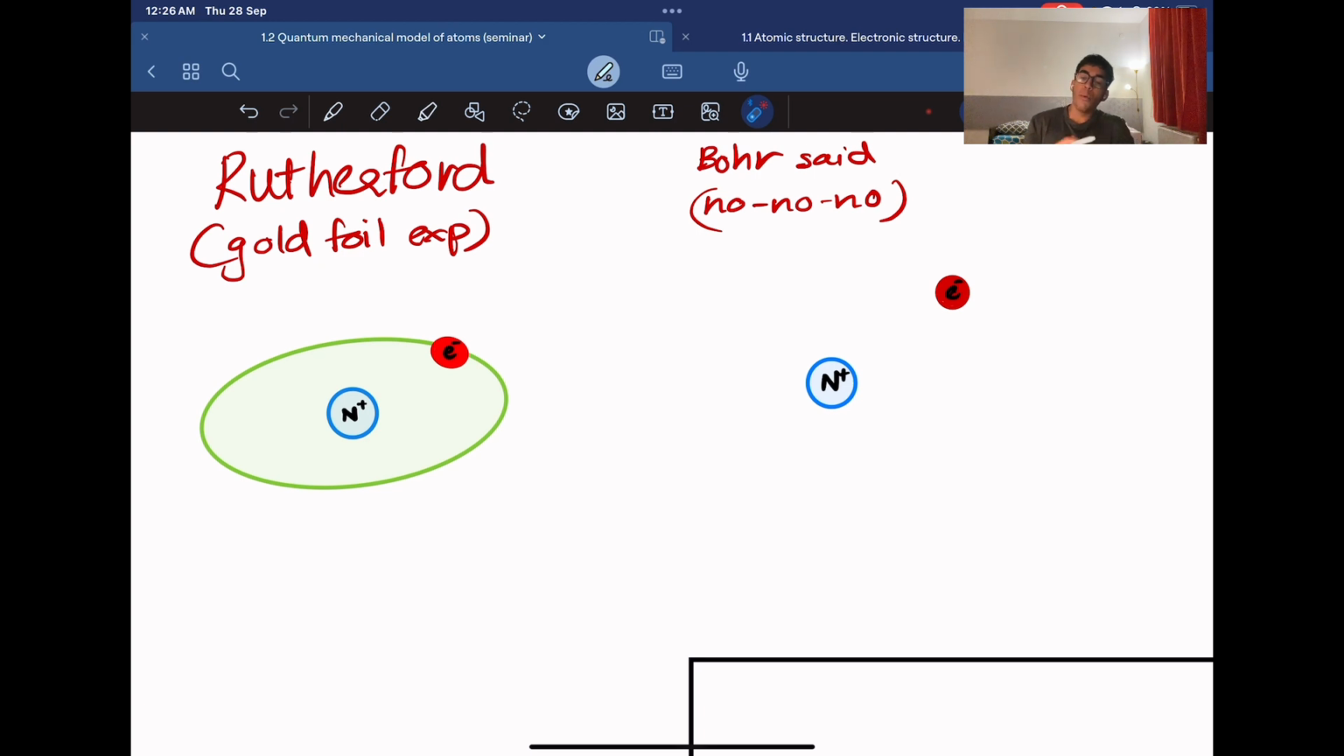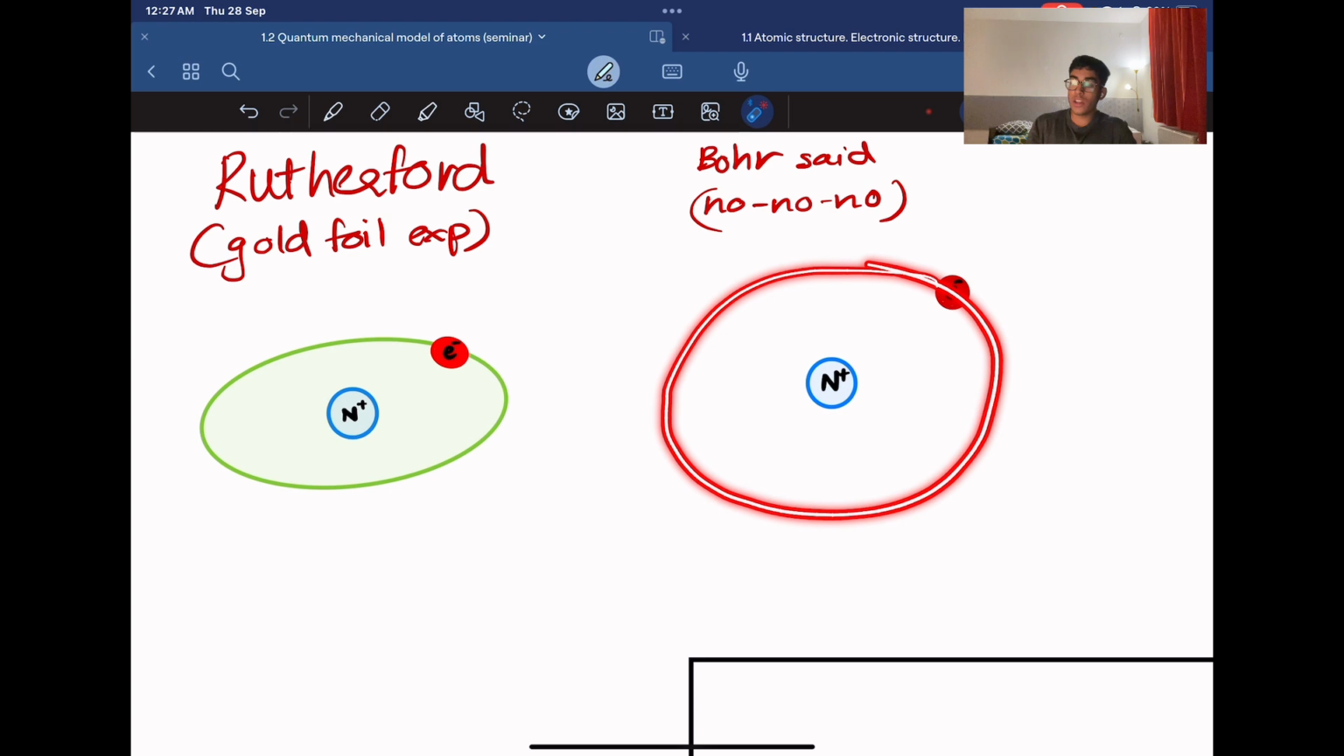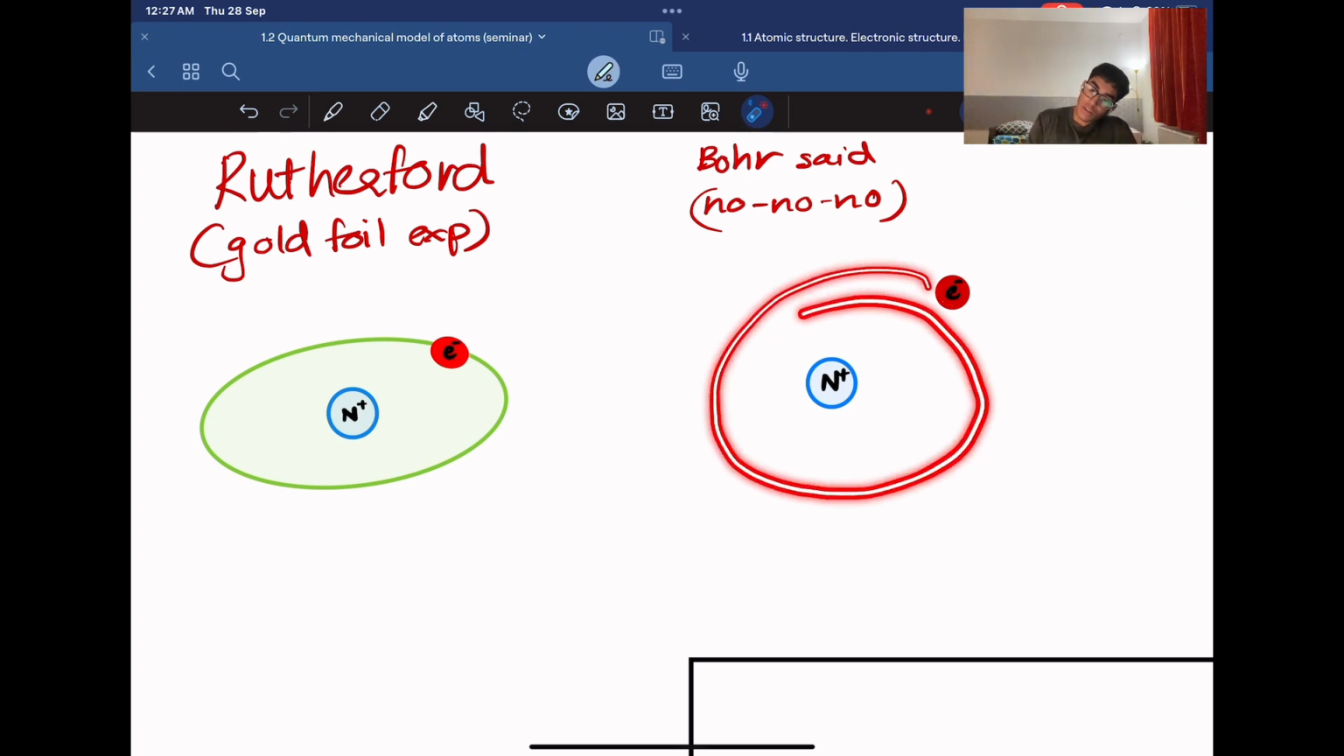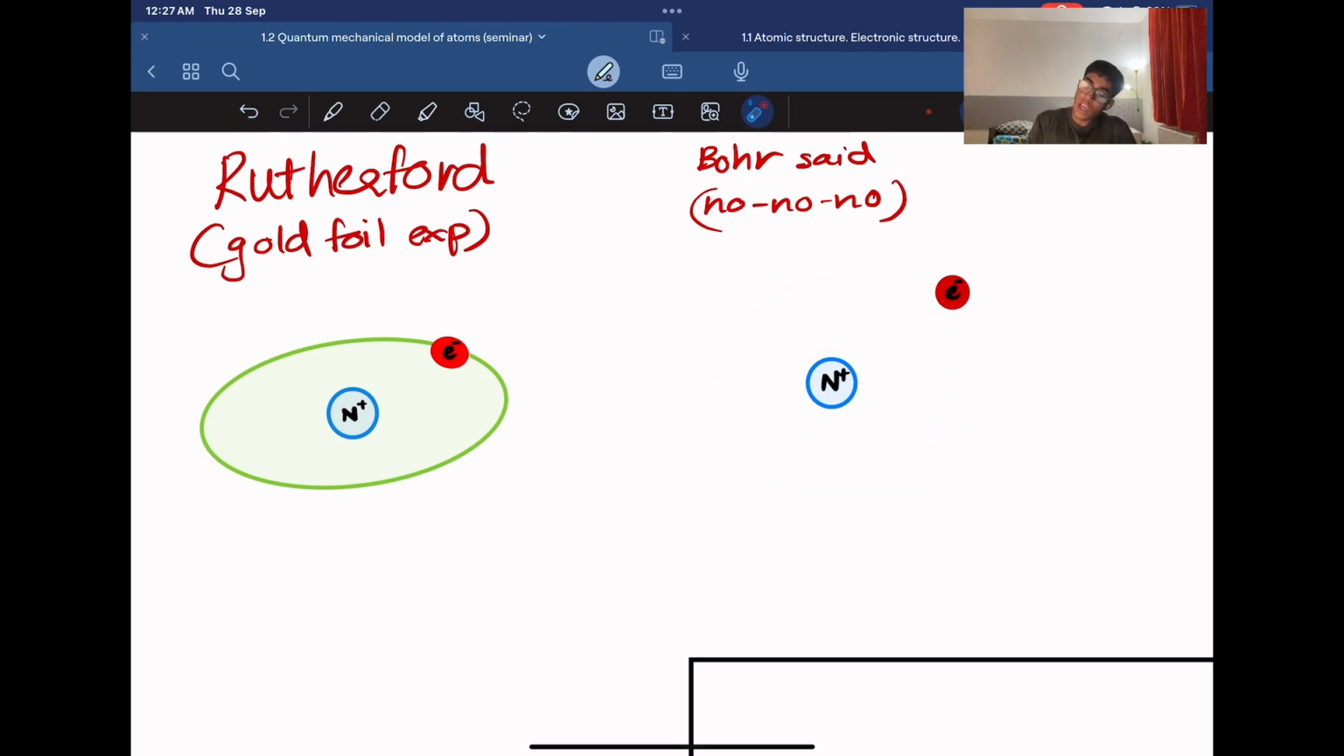Bohr, who used to actually work under Rutherford, said no, because according to what you said, if the electron revolves around the nucleus like a planet revolves around the sun, then it's going to radiate energy. Why? Because in the previous slide, like I told, an accelerated electron produces an electric field and a magnetic field, basically EM waves. So if this electron is revolving around the nucleus, it's going to produce EM waves. And if it does that, that means it's losing energy.